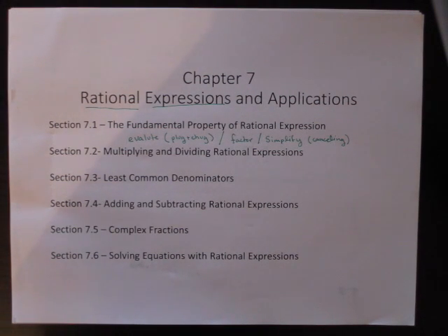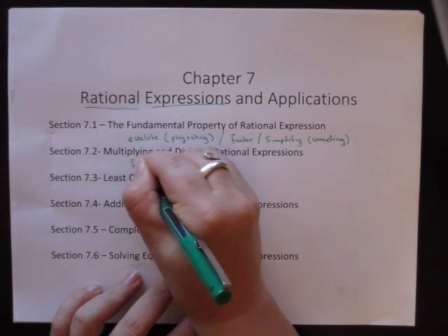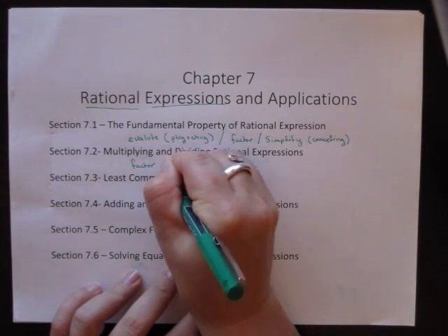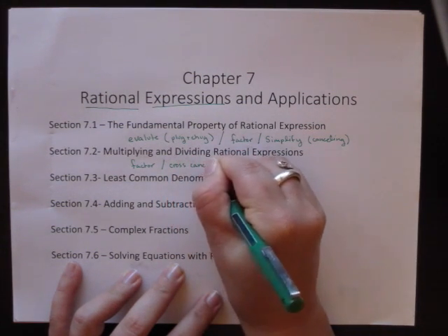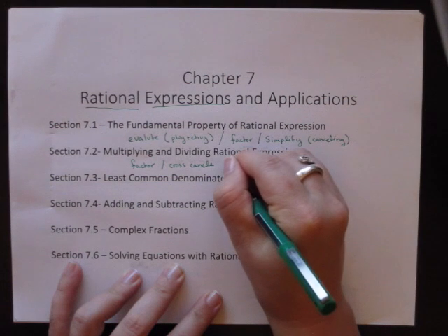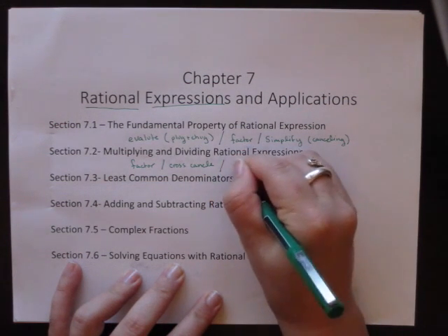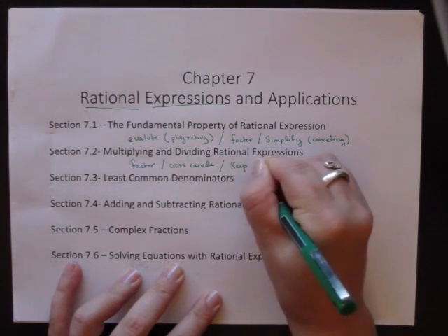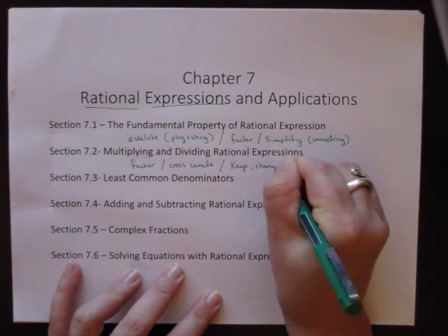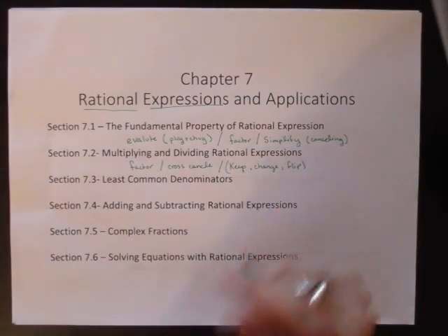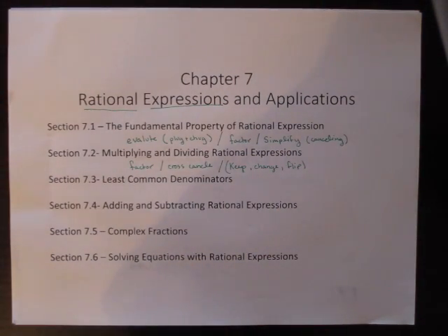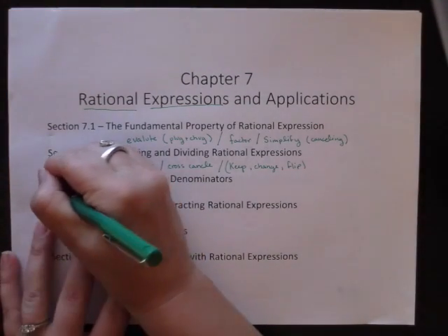All right, and in 7.2, we're going to be multiplying and dividing rational expressions. So the first thing that you have to do is factor. After you factor, you cross-cancel. And then if you're using division, you're going to keep, change, flip. Just like if you were to divide fractions, you keep, change, flip. And that's what you learned in 94. This section is super important.